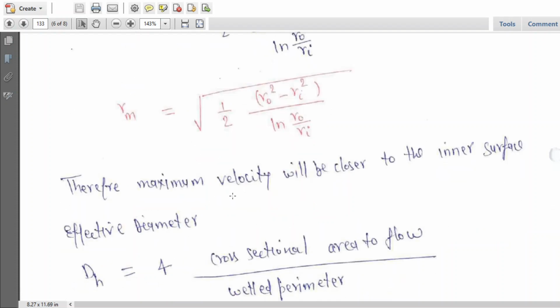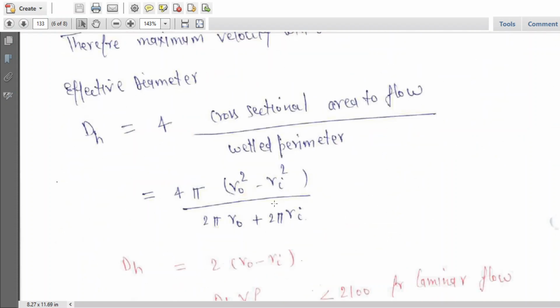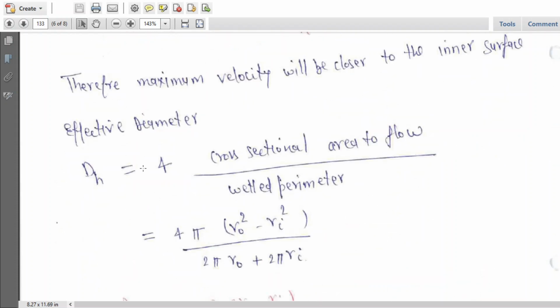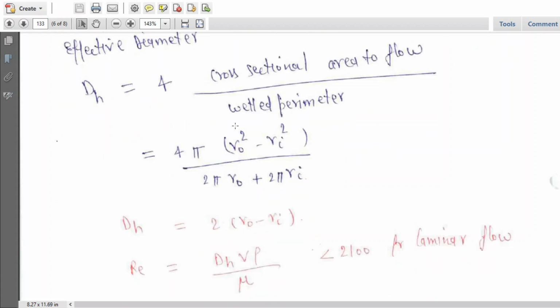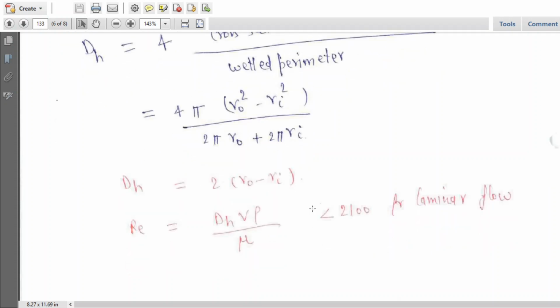So this shows that maximum velocity will always be closer to the inner surface. Then we can find the effective or hydraulic diameter, which is 4 times the hydraulic radius. The hydraulic radius is given by the cross-sectional area for flow upon the wetted perimeter. The cross-sectional area for flow is pi r naught square minus ri square, and the wetted perimeter is 2 pi r naught plus 2 pi ri. So the hydraulic radius comes to be 1 by 2 bracket r naught minus ri.